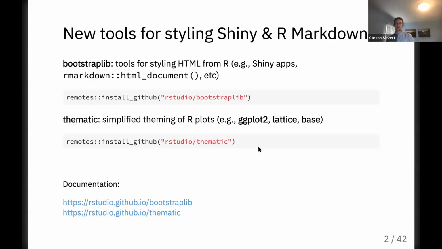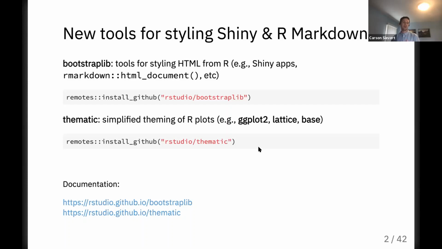Right, so today's talk is going to be about two brand new tools not yet available on CRAN, and where we're at with these current projects. These are two new tools that will help you style both Shiny applications and R Markdown documents. The first tool here is Bootstrap Lib. You can think of it as a general toolkit for styling HTML content that you generate from R.